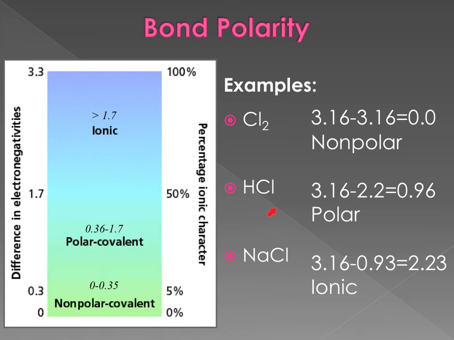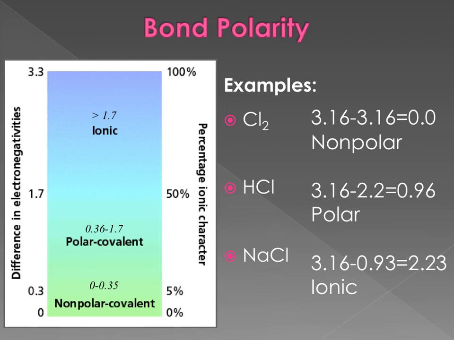Looking at hydrogen and chlorine, chlorine's electronegativity is 3.16 and hydrogen's electronegativity is 2.2. Subtracting the two, it comes out to be 0.96. Looking within this range, it falls polar covalent. So between the hydrogen and chlorine, that's going to be a polar covalent bond.